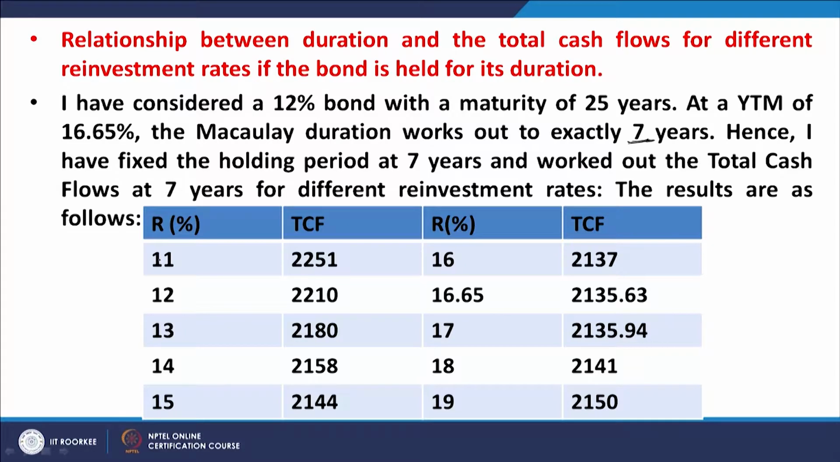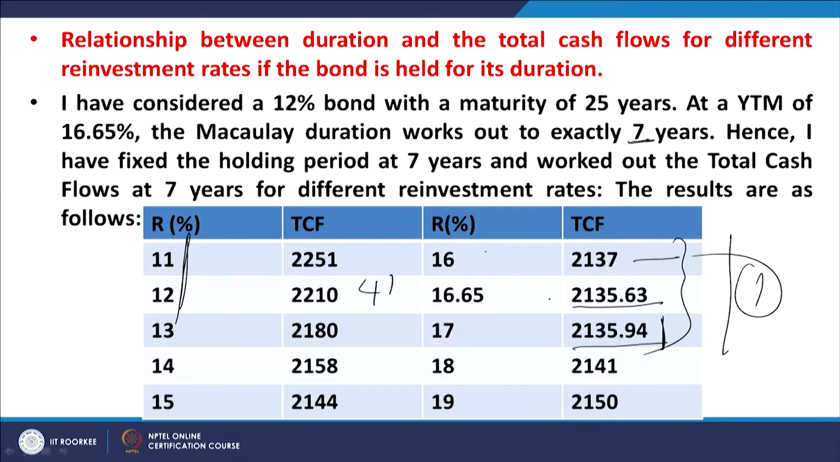What are the outcomes? If the market rate turns out to be 11%, my total cash flows turn out to be 2251, at 12% 2210, and so on. The interesting figures are here. At a reinvestment rate of 16%, the cash flow is 2137, and at 16.65% it is 2135.63. Again, when you increase it to 17%, it becomes 2135.94. That is one important feature.